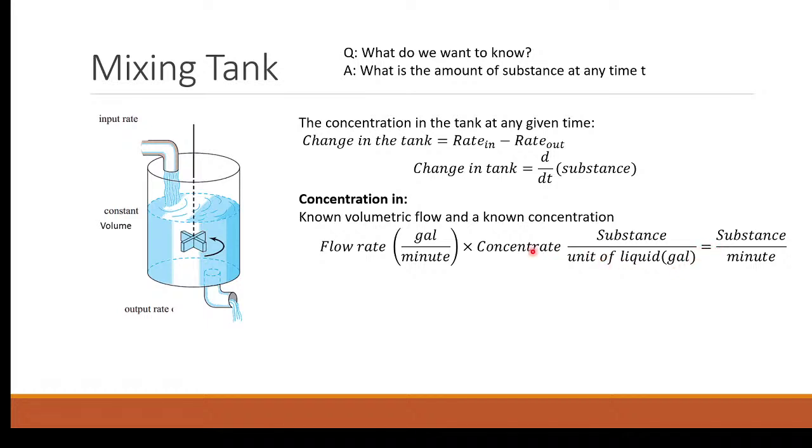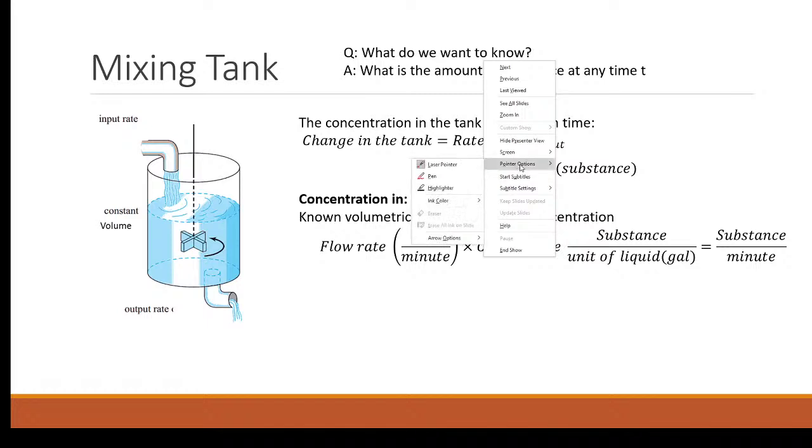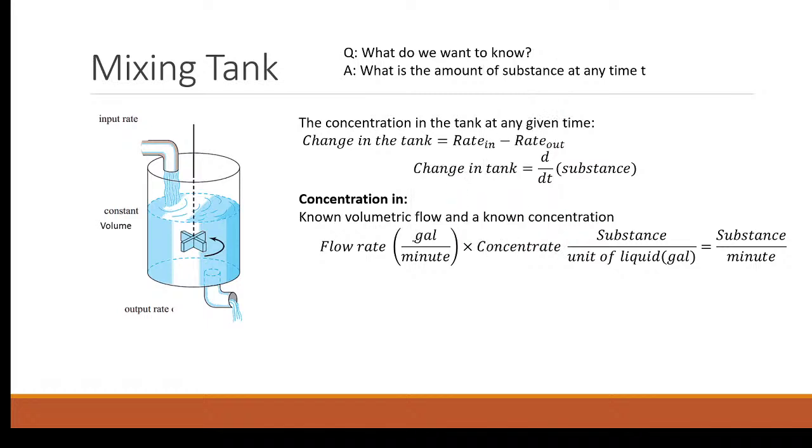And then the product of those gives us the amount of that substance that's coming in per unit of time. Another way to look at this, if you think about it mathematically, your units would cancel out, leaving you with whatever unit you're measuring that substance in per unit of time.